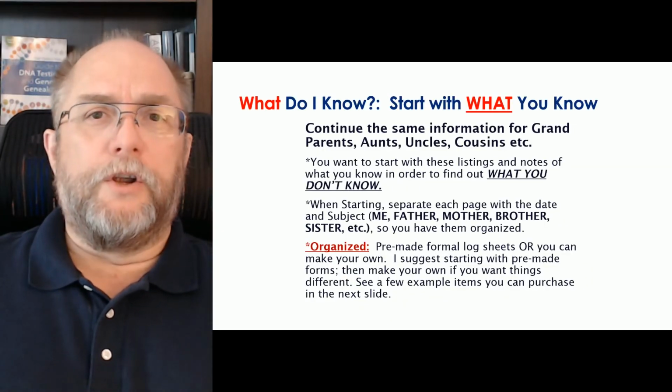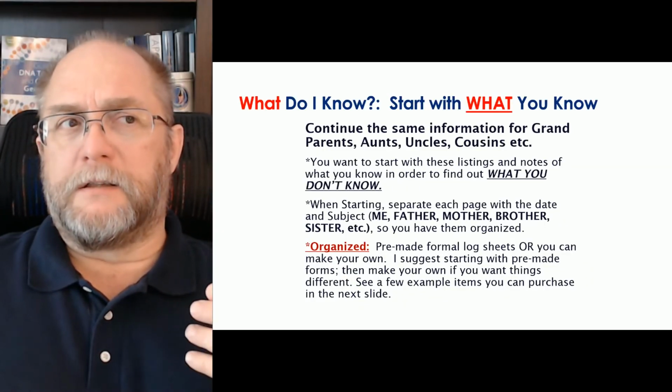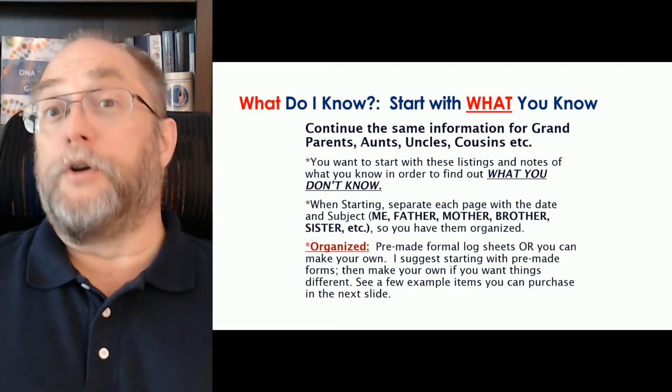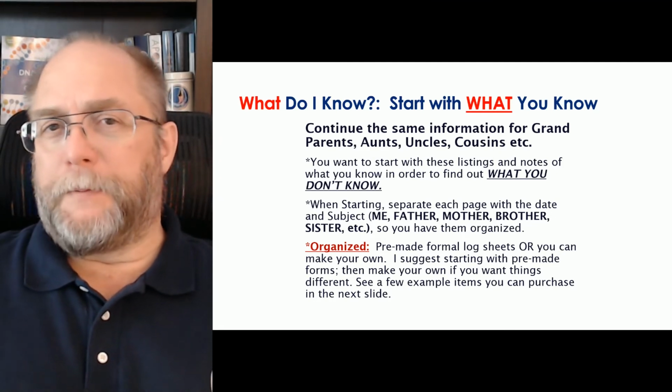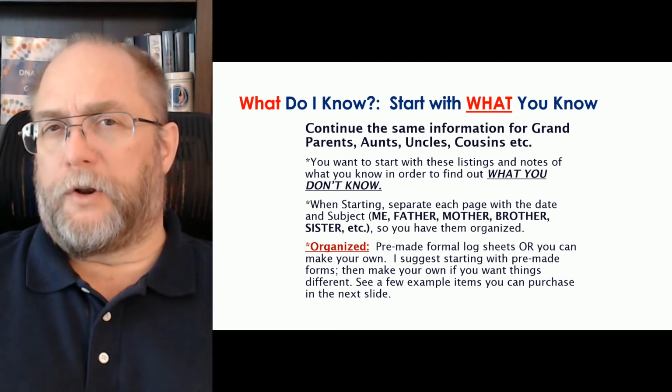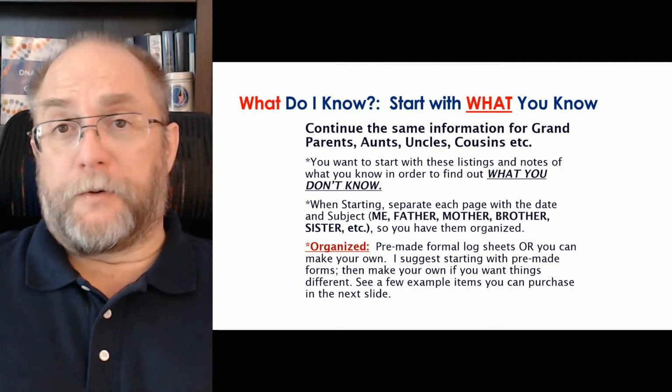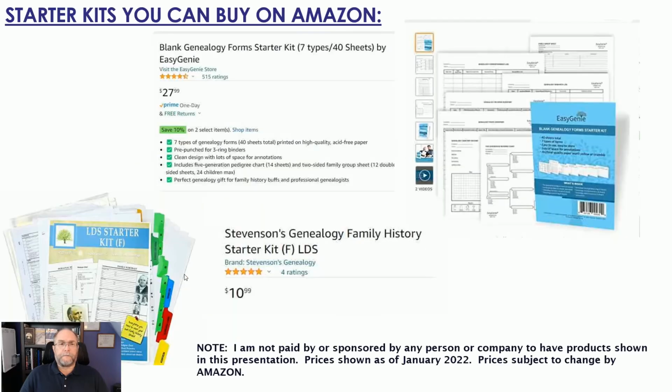To me, you want to use pre-made ones because you're new to this. If you're new to genealogy, using these pre-printed forms kind of gives you an idea of what you're collecting. And then you can always create your own as you go forward. Some examples of this, and I went straight to Amazon, and I want to preface this by saying I'm not paid or sponsored by any of these individuals or companies listed here, and these are prices as of January 2022 when I'm doing this. They could change without me knowing it from Amazon.